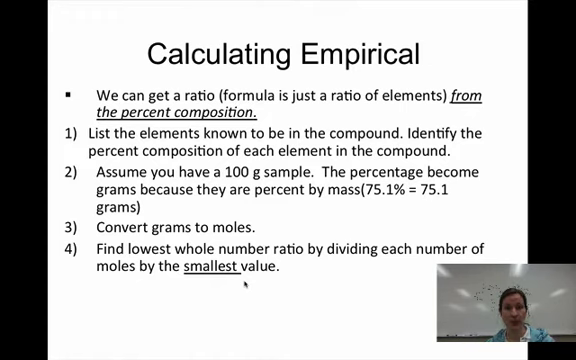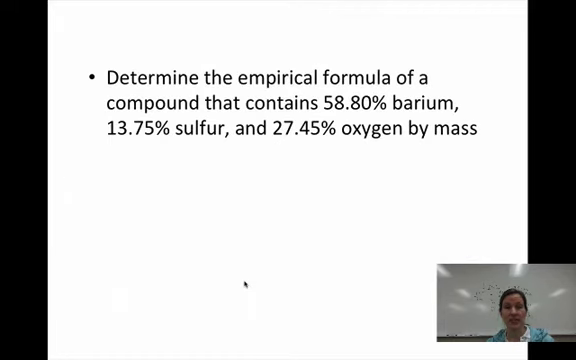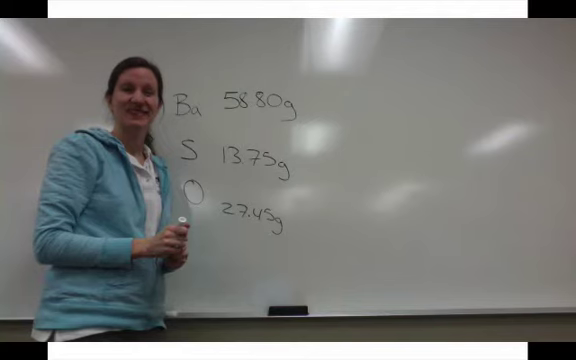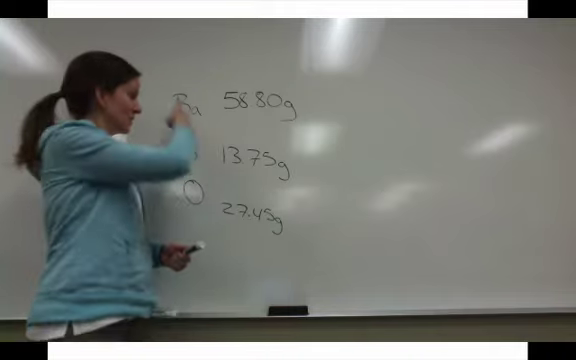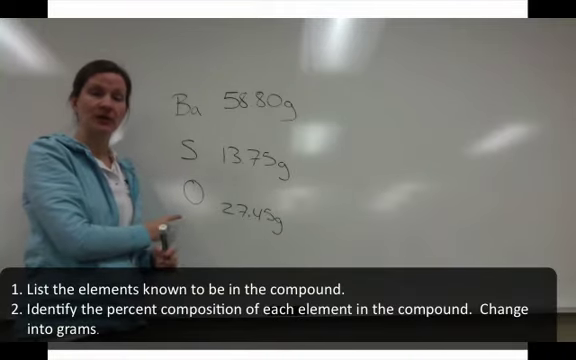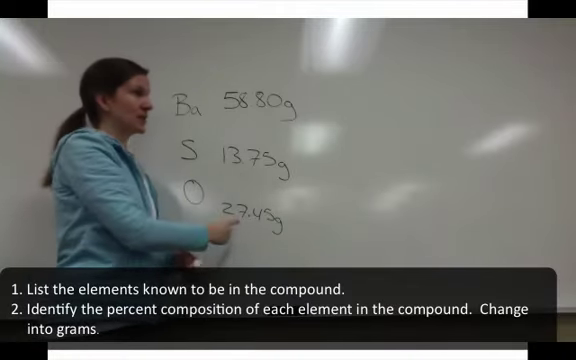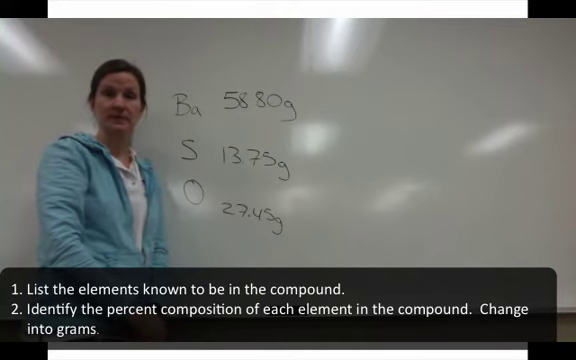But we're going to do an example problem right now. Okay. So this is the example problem. I'm given percent data for barium, sulfur, and oxygen within my chemical compound. Okay. And from that, I want a chemical formula. So let's do it. So the first two steps, write down all of your elements within your compounds and write down your percents as grams.